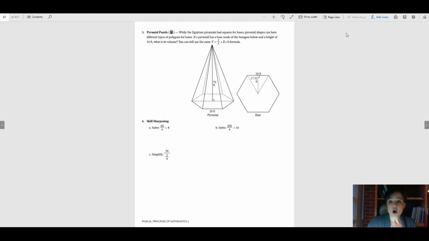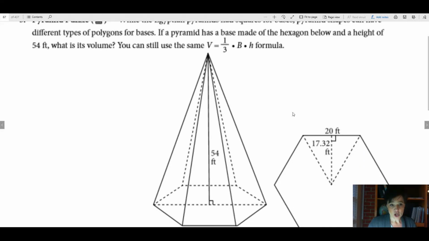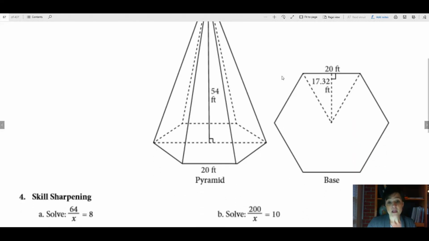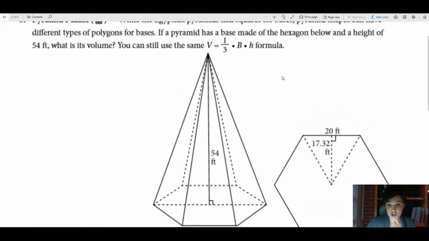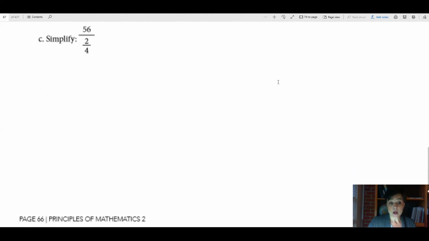Okay, so then on the back page, while the Egyptian pyramids had squares for bases, pyramid shapes can have different types of polygons for bases. The pyramid has a base made of the hexagon below and a height of 54 feet. What's its volume? You can still use the same formula, volume equals 1/3 times the area of the base times the height. So I want you to go ahead. You're just using the formula, just plugging in numbers. And then you've got some skill sharpening down here to solve.